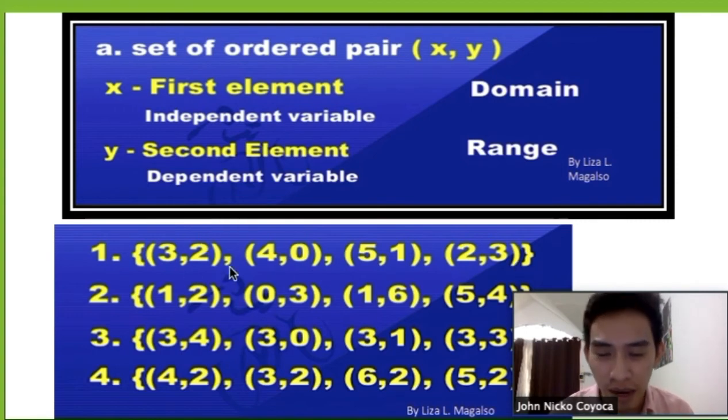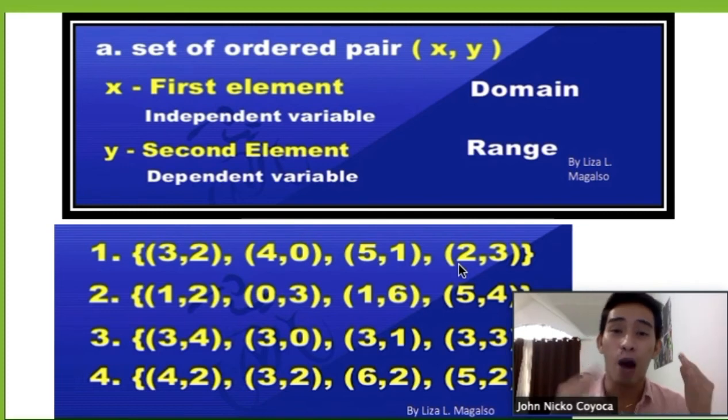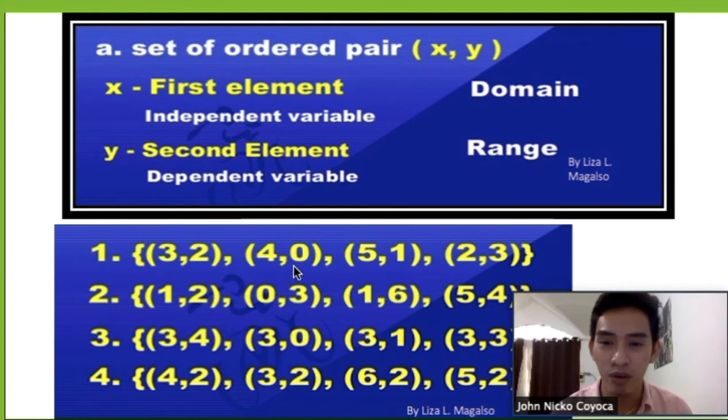Our domain in the set of ordered pairs are 3, 4, 5, and 2, because these are our inputs, our first element, our independent variable. While our range in the set of example are 2, 0, 1, and 3. These are our dependent variables or our outputs.